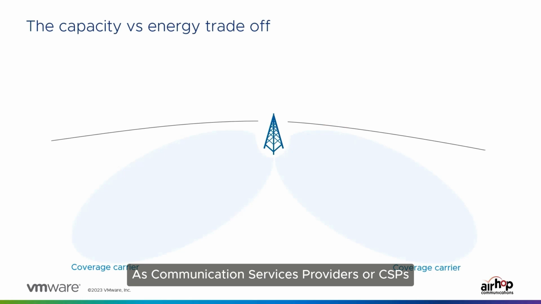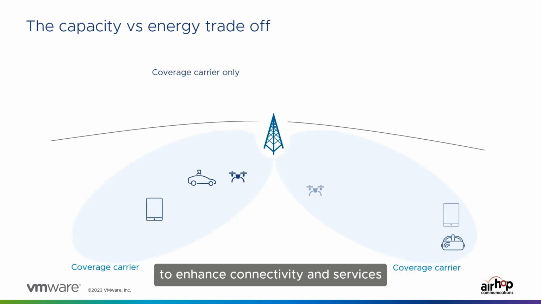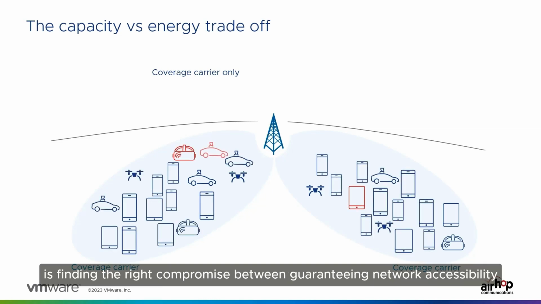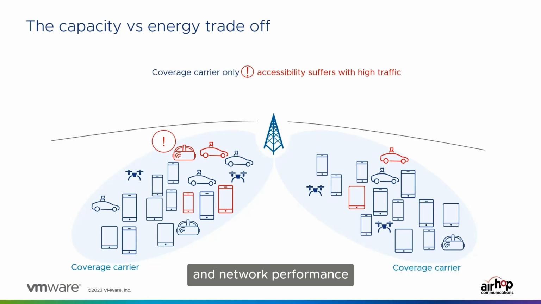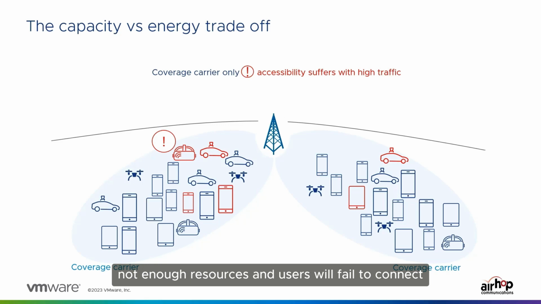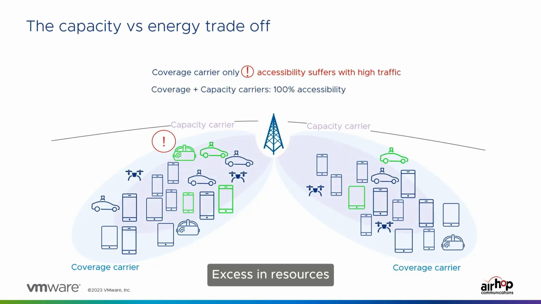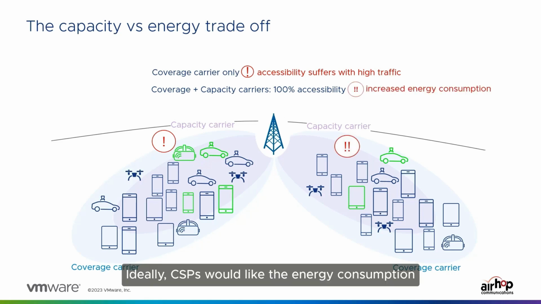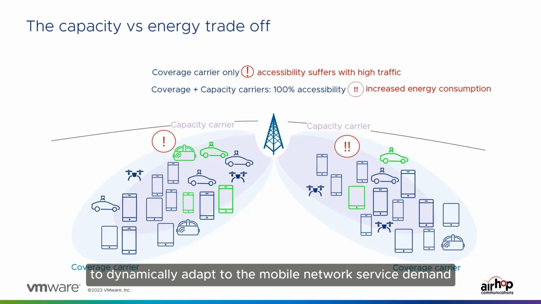As communication services providers, or CSPs, expand their RAN footprint to enhance connectivity and services, a major challenge to this journey is finding the right compromise between guaranteeing network accessibility and network performance versus the cost in energy consumption. Not enough resources, and users will fail to connect. Excess in resources, and the TCO will skyrocket. Ideally, CSPs would like the energy consumption to dynamically adapt to the mobile network service demand.